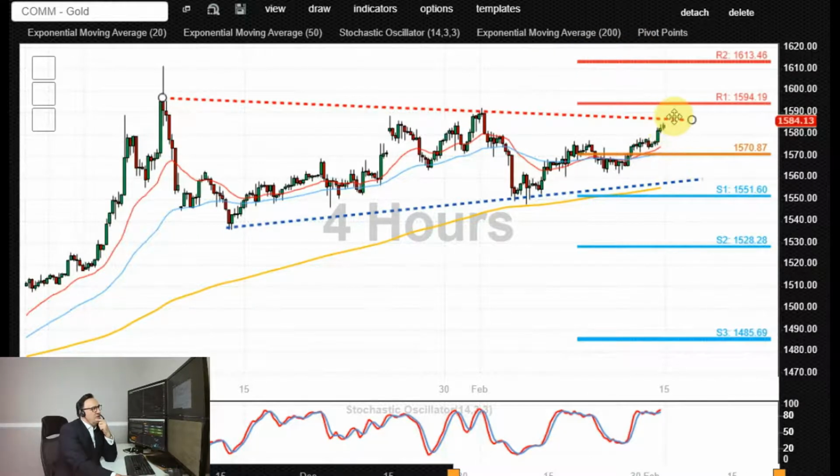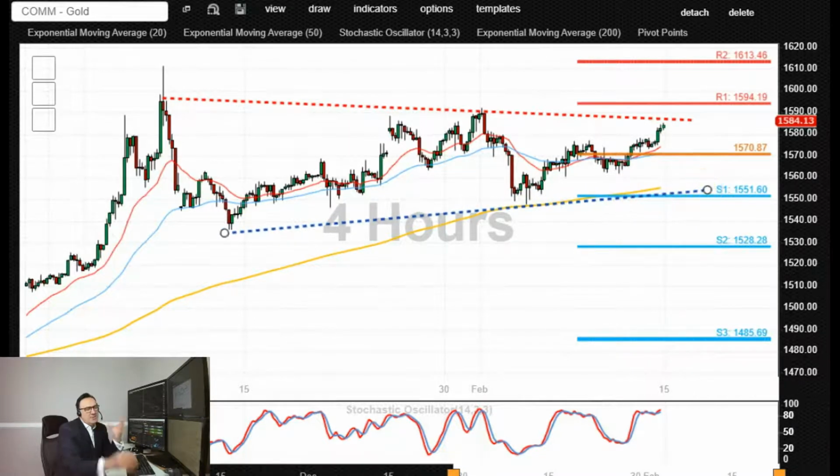Alternatively, if you see a rejection at this area and a gradual move lower, the initial downside is supported by 1570, which is a cluster of the moving averages and also a pivot. Loss of 1570 could possibly open the way for a deeper retracement towards 1560, possibly even 1550 to the downside, depending on how we draw this trend line, either by connecting the closing levels of the candles or using the wicks. But there's a range of about $10 of support there. But overall, a key level to watch is at 1590.